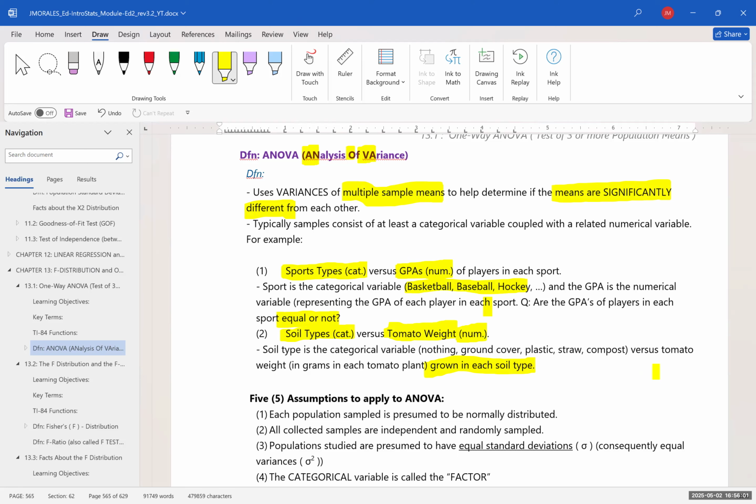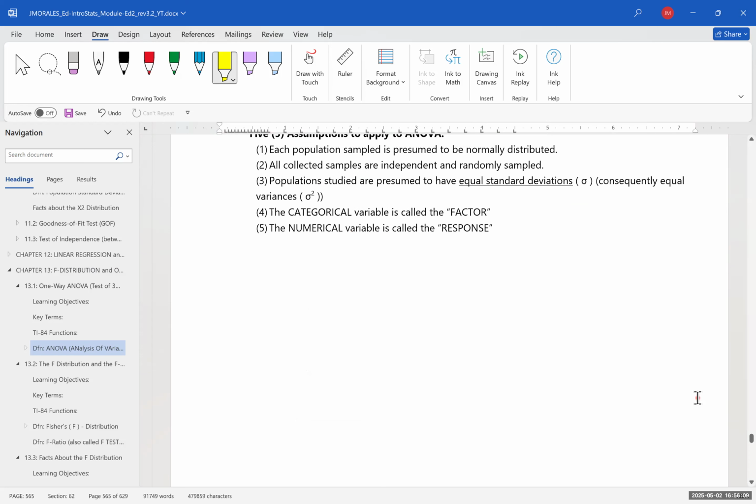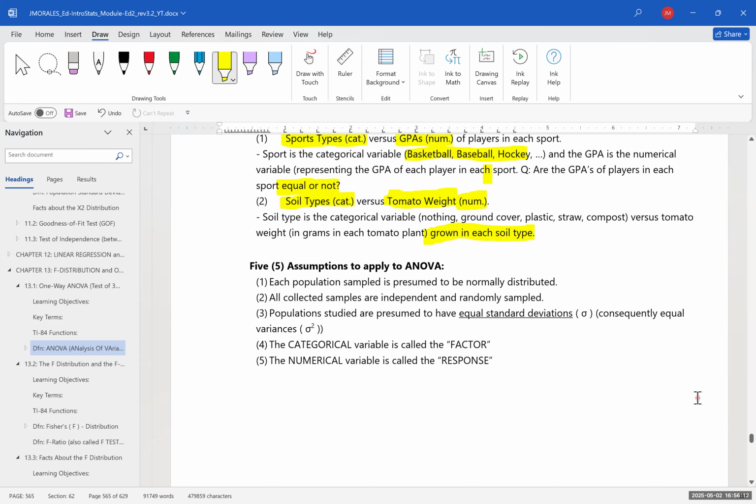to analysis of variance. Each population sampled is presumed to be normally distributed. All collected samples are independent and randomly sampled. Populations studied are presumed to have equal standard deviations. The categorical variable is called the factor, and the numerical variable is called the response.